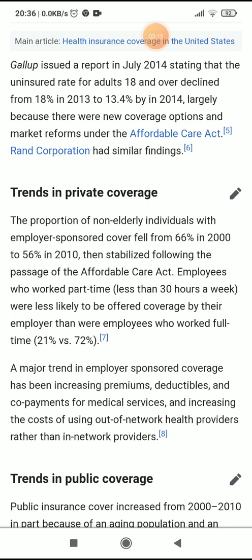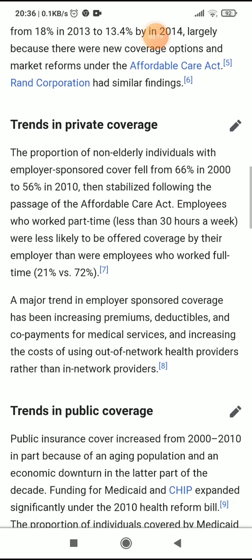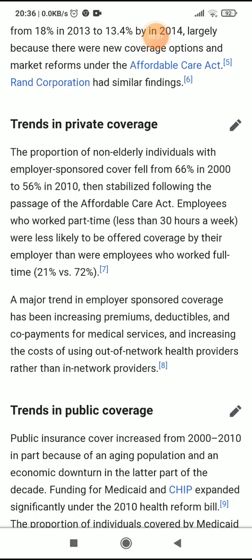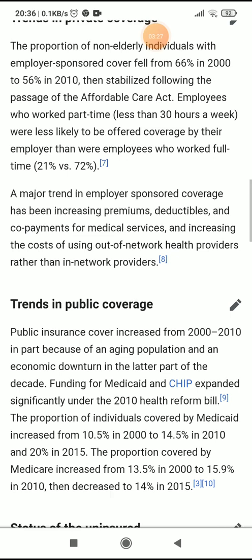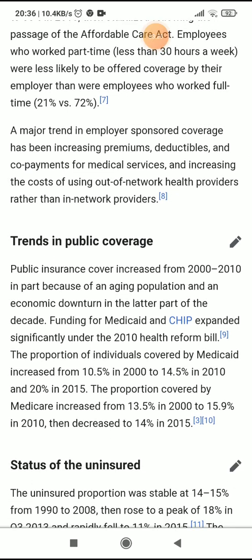A major trend in employer sponsored coverage has been increasing premium deductibles and co-payments for medical services, and increasing the cost of using out of network health providers rather than network providers. Trends in public coverage: public insurance coverage increased from 2000 to 2010, in part because of an aging population and an economic downturn in the latter part of the decade.